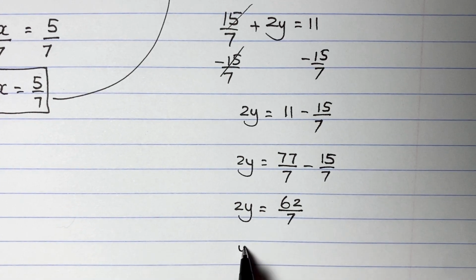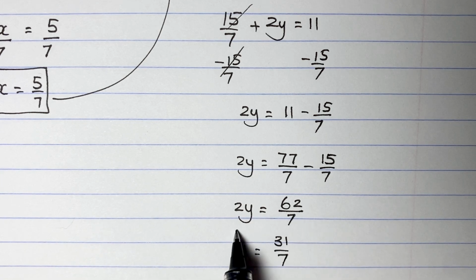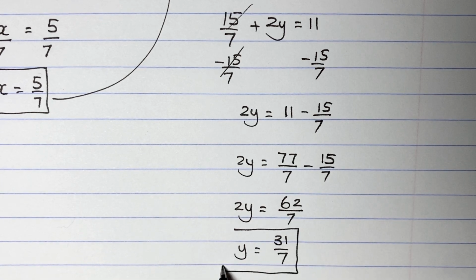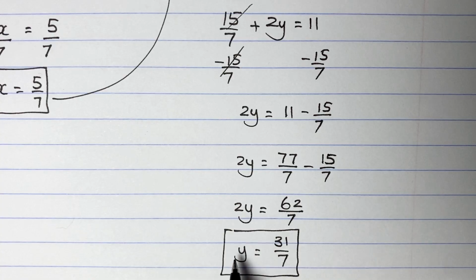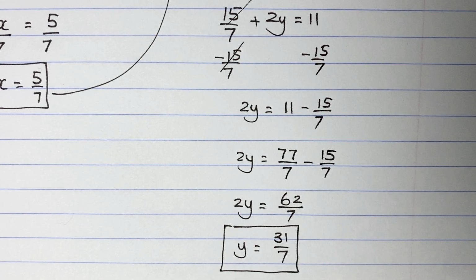Therefore, single y equals 31 sevenths, dividing both by 2. Dividing 2y by 2 becomes 1y. Dividing 62 sevenths becomes 31 sevenths.